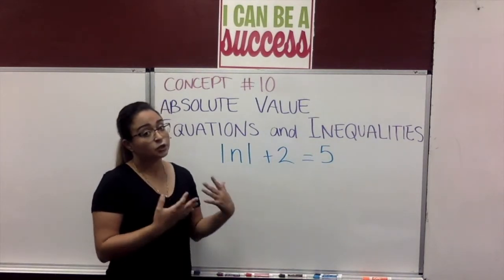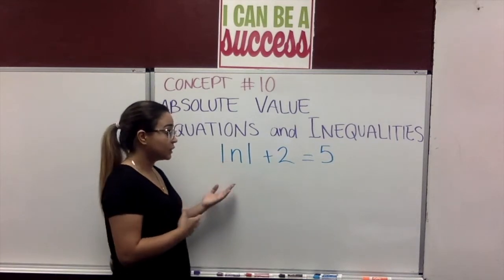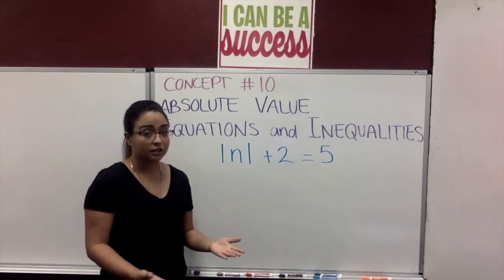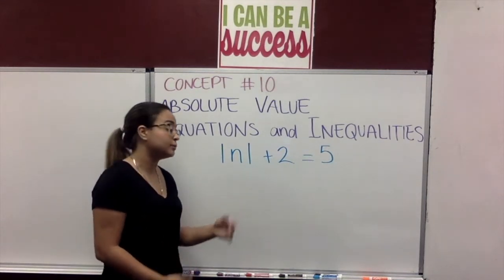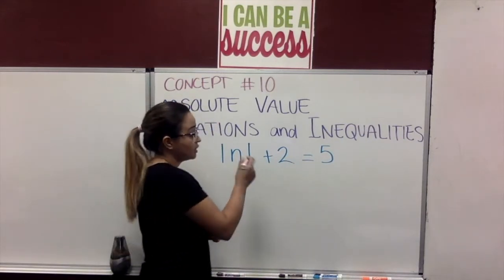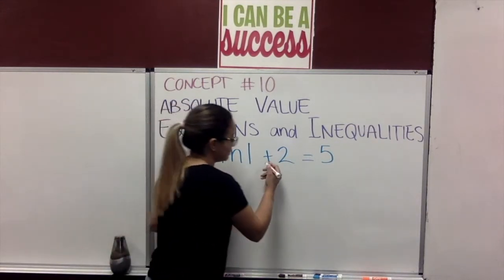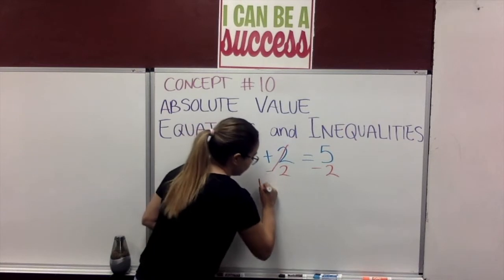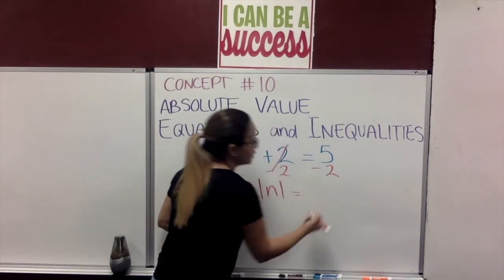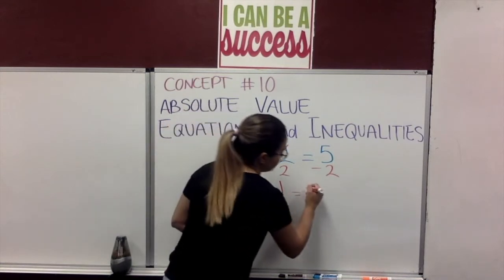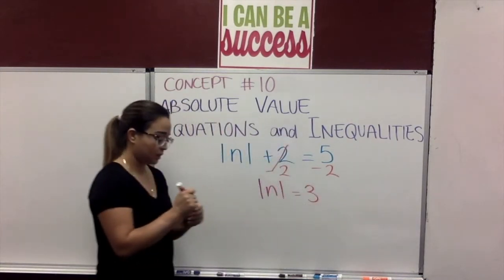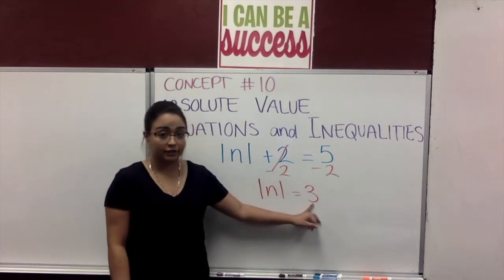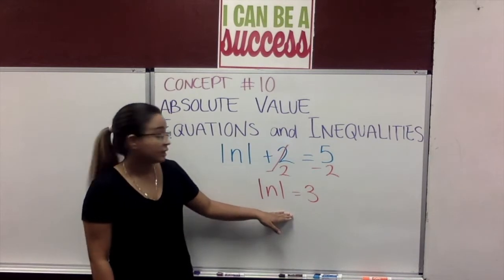Okay? To solve this equation, what we're going to be doing is what we would normally do if it were just a regular equation. We are going to be solving for our variable. So let's start off. As we normally would, we're going to subtract 2 from both sides. This will leave us with 3. Now, this tells us that the absolute value of n is equal to 3.